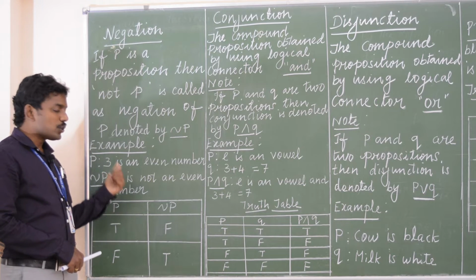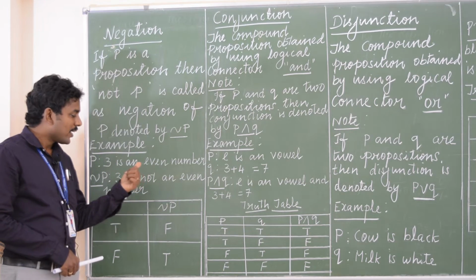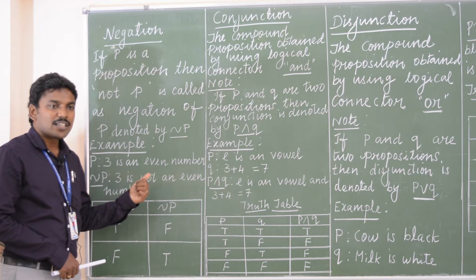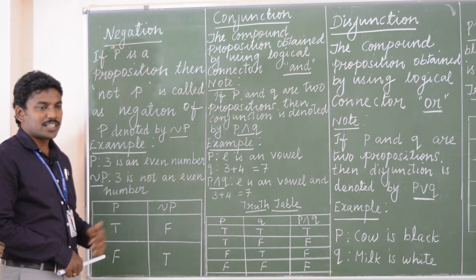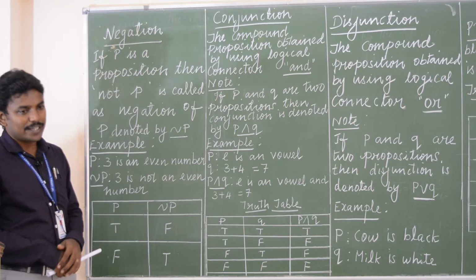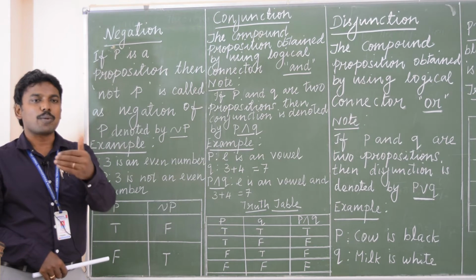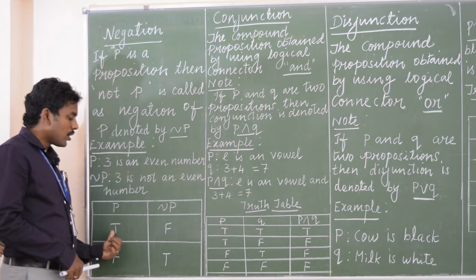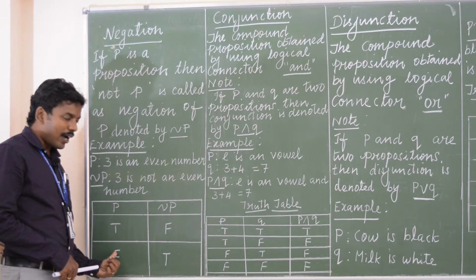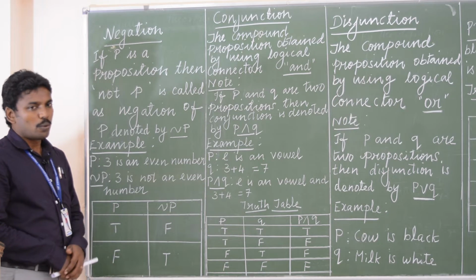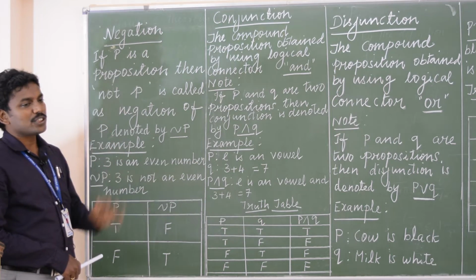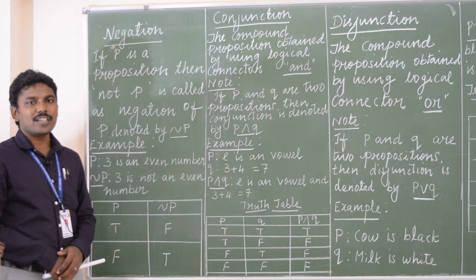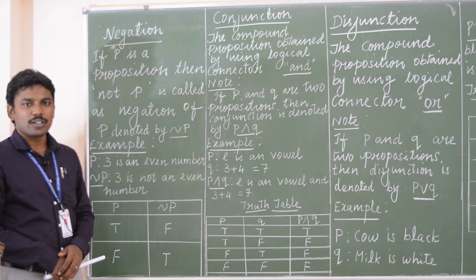Therefore, the truth value which was F is converted into the truth value T by using negation. Therefore, the main idea of negation is to convert truth value from true to false and false to true. Once again, negation means you have to use the logical connector, that is not.